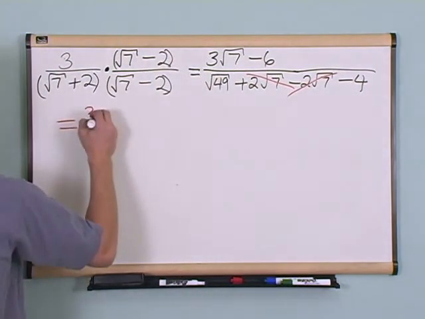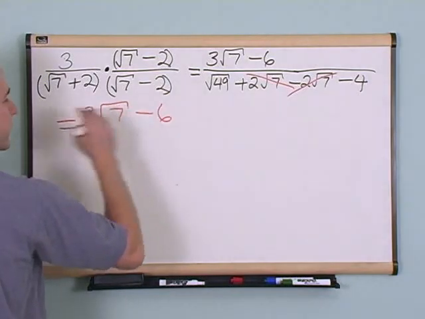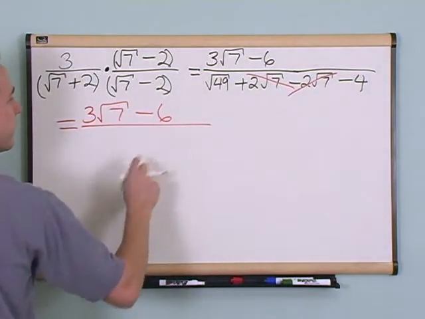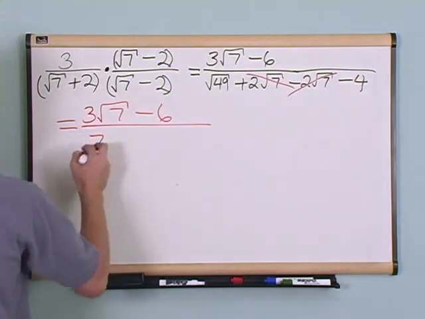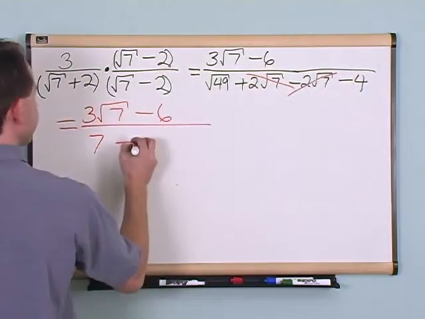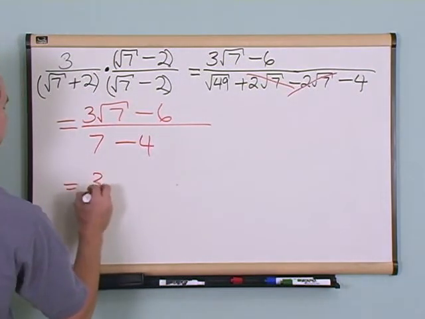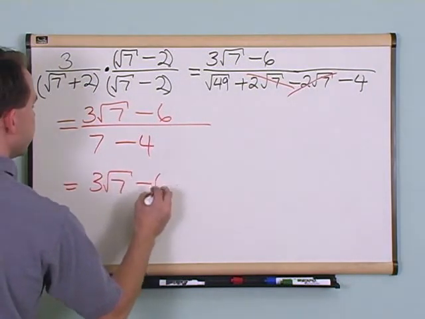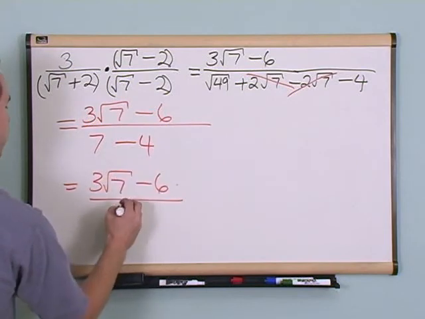3 root 7 minus 6 over square root of 49, which is 7, because 7 times 7 gives me 49, minus 4. So 3 square root of 7 minus 6 over 7 minus 4, which is 3.